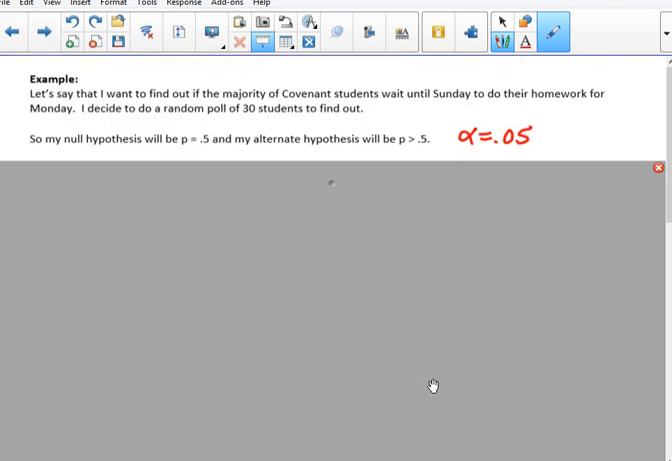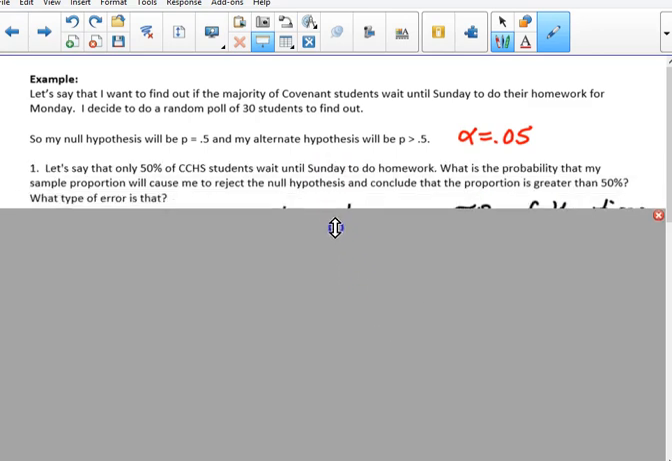So here's the scenario. Let's say I want to find out if the majority of Covenant students wait until Sunday to do their homework for Monday. I decide to do a random poll of 30 students to find out. P would be the proportion who do their homework on Sunday. Okay, so my null hypothesis would be P is 0.5, and the alternate would be P is greater than 0.5, and I'm going to use an alpha level of 5%.